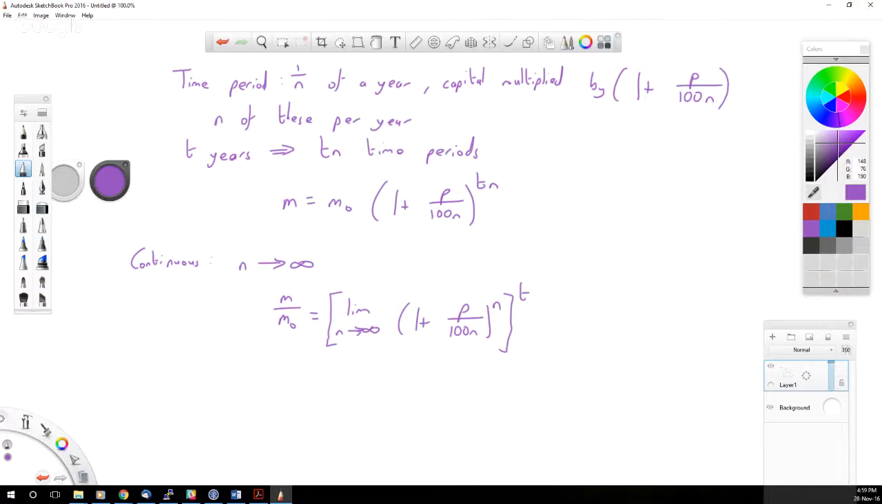But this is the same form as what you've just been given, which is e to the x is the limit as n tends to infinity of 1 plus x over n, to the power n. So we can rewrite this bit here as e to the power of x, and our x is this divided by n, so we've got p divided by 100. Now we've still got our t. So we actually have our exponential growth, e to the power of pt over 100.